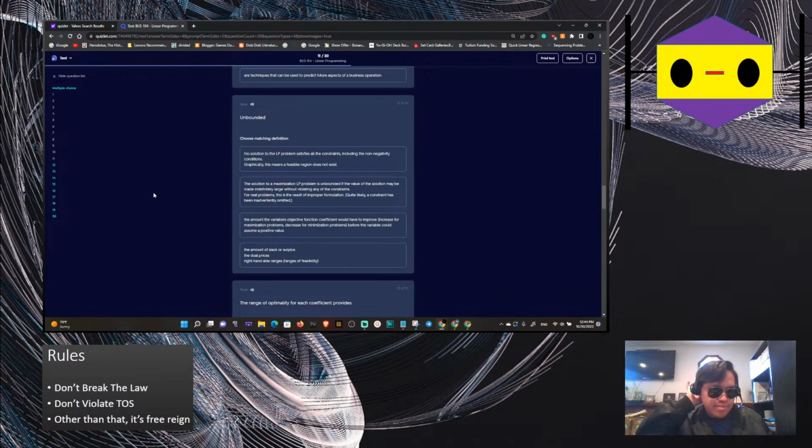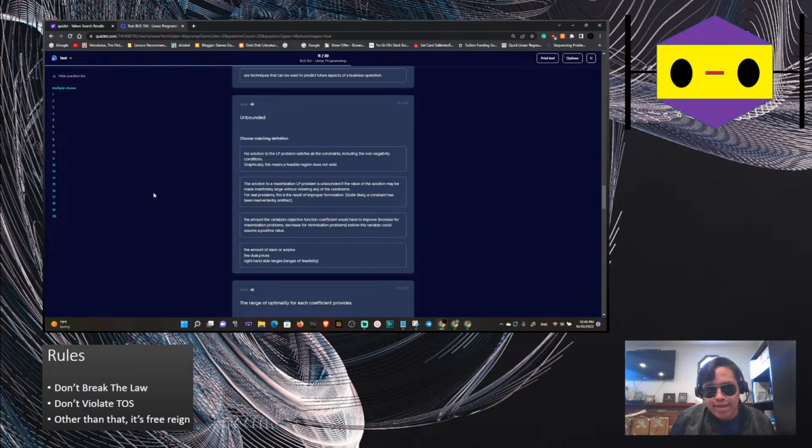Unbounded. What is unbounded? Go with A. No solution to the linear programming problem satisfies all the constraints, including the non-negativity constraints. Graphically, this means a feasible region does not exist. No, no. It could also be the solution to a maximum LP problem is unbounded if the value of the solution may be made infinitely large without violating any of the constraints.